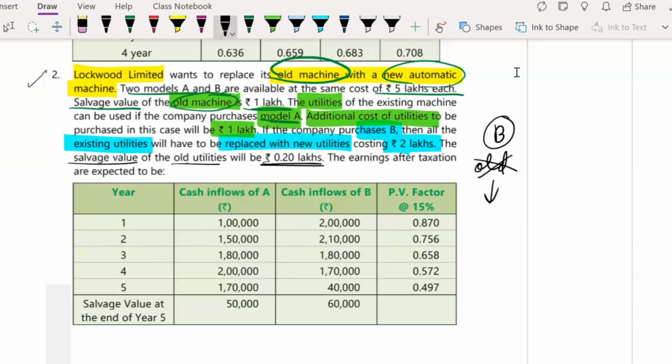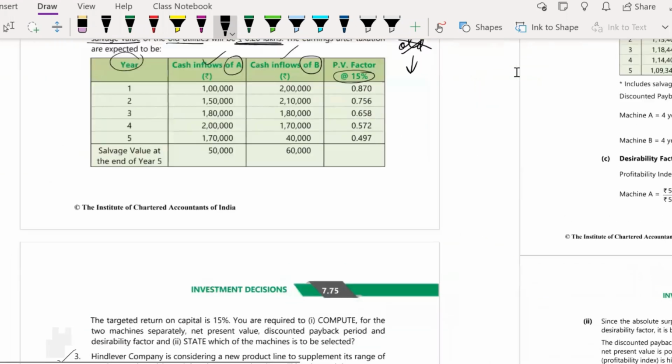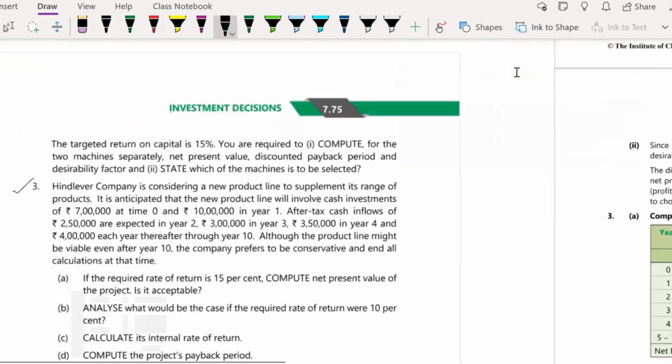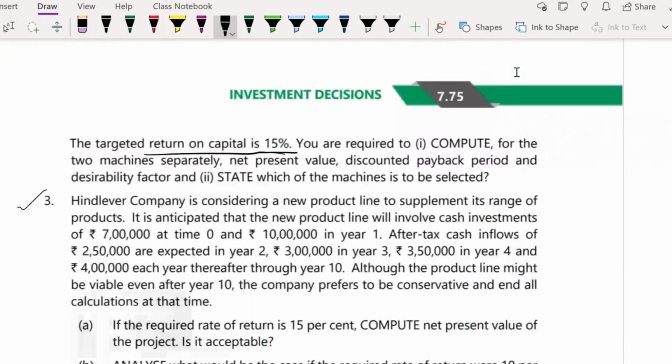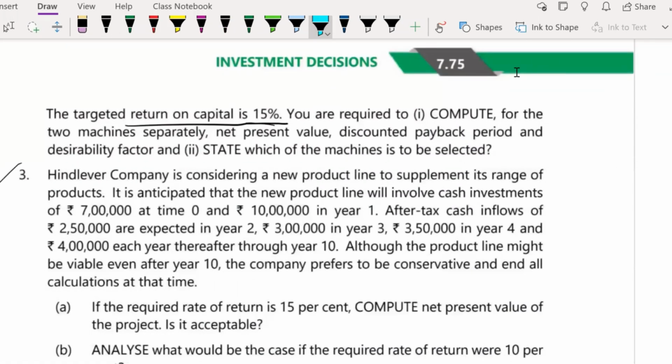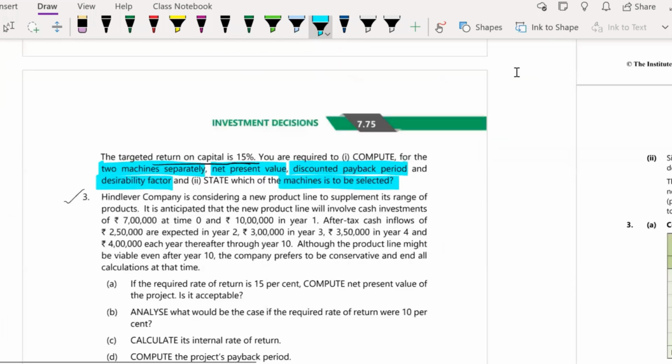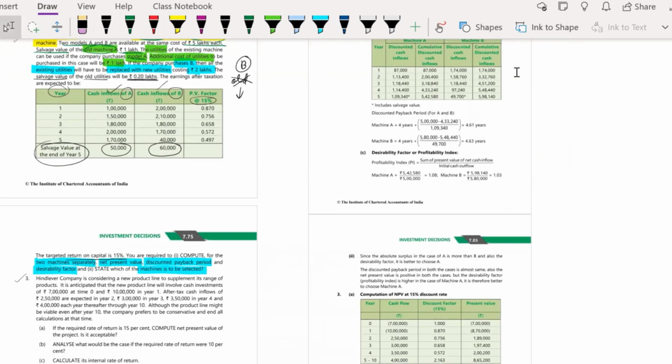The earnings after taxation are expected to be as follows. Here they have given the year-wise cash inflows if you purchase machine A, and cash inflows if you purchase machine B, and the PV factor is 15% here. They have also given the salvage value of machine A and of machine B. They are telling you that the return on capital is 15%. You are required to compute for the two machines separately the net present value, discounted payback period, and desirability factor. You have to calculate all three for this question and state which of the machines is to be selected, whether you want to go for machine A or machine B.